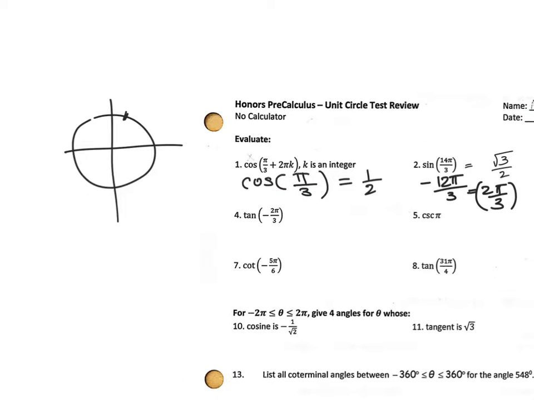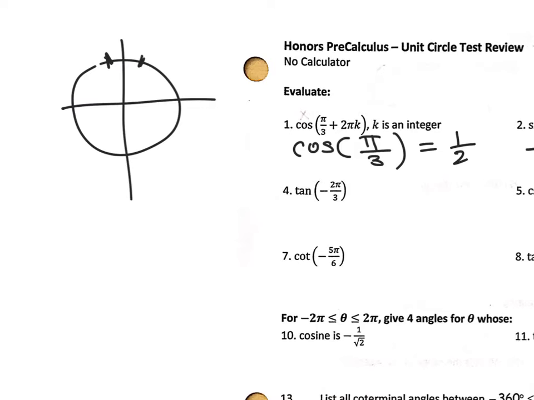Now the 2 pi over 3 is somewhere over here. So the sine of 2 pi over 3 is still going to be positive. So the sine of 14 pi over 3 is positive. Now let's do a tangent. What's the tangent of negative 2 pi over 3?